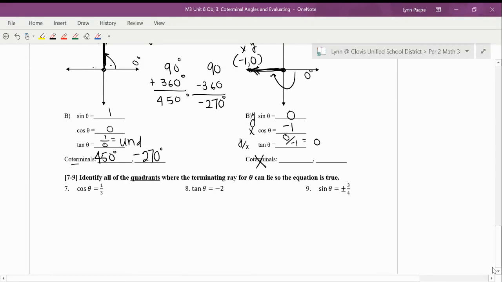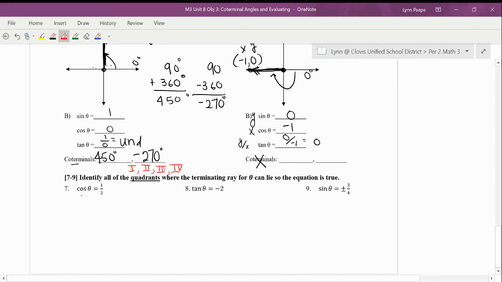Okay, so finally, here we go. So we want to identify the quadrants. So that means our answer is going to be like quadrant 1, 2, 3, or 4, right? So identify the quadrants where the terminating ray for theta can lie so that the equation is true. So when we are seeing this, we just want to know the quadrant. It's saying that cosine of theta is equal to 1/3.